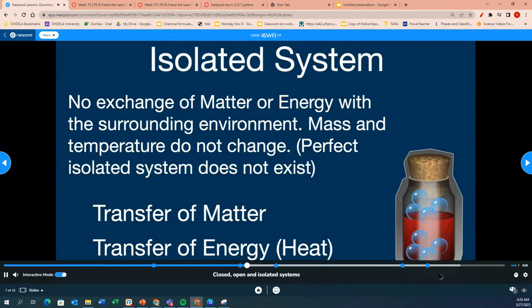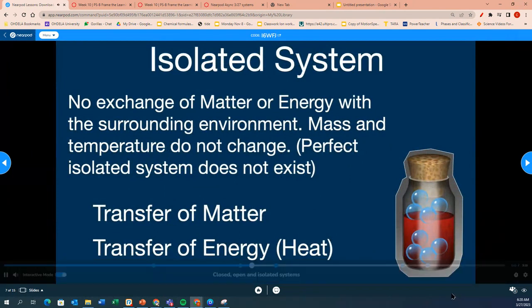In an isolated system, there is no exchange of matter or energy with the surrounding environment. Mass and temperature do not change. A perfect isolated system, however, does not exist.